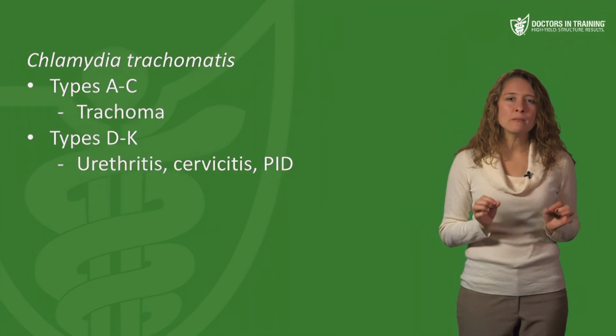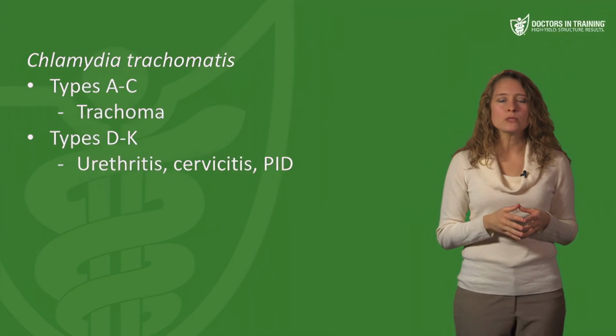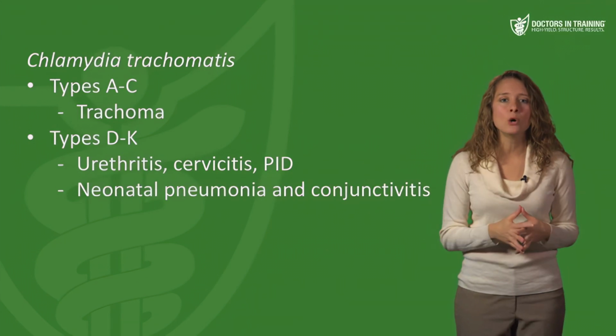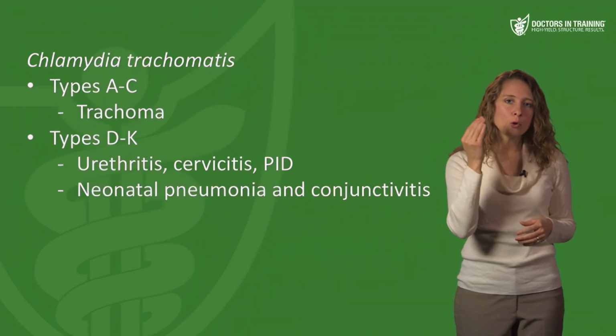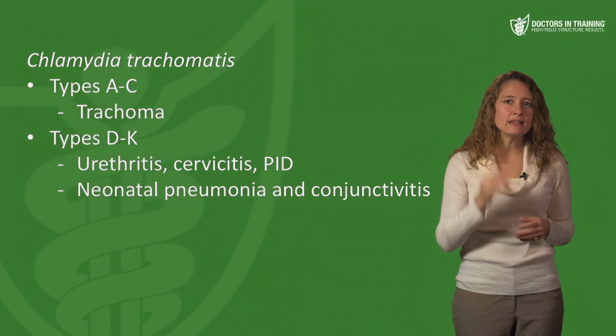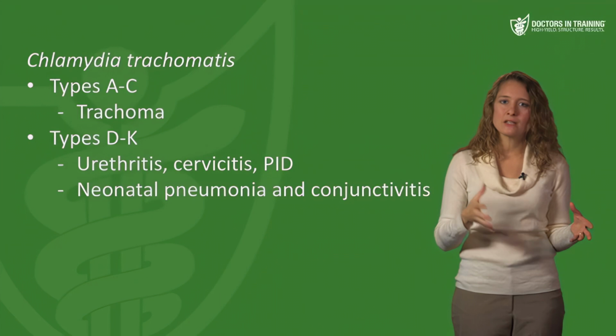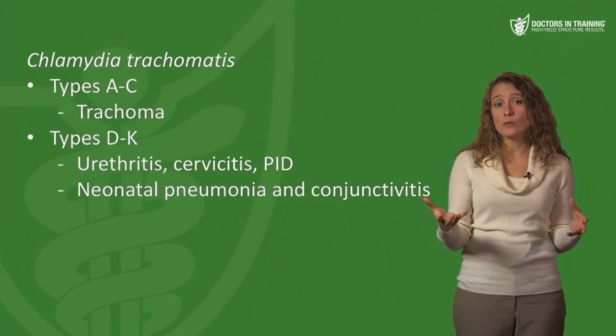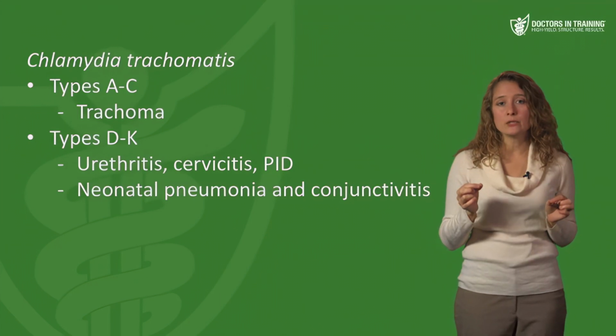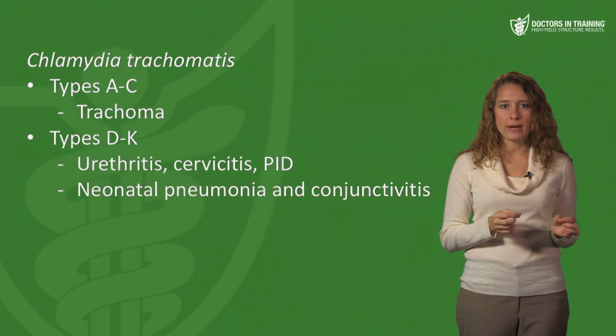Chlamydia can also infect babies who are born to infected mothers, resulting in a conjunctivitis and in pneumonia in newborns. So the topical ointment that is prophylactically given to most infants at birth can treat gonorrhea conjunctivitis, but it's not effective at treating chlamydia trachomatis conjunctivitis, and this needs to be treated with oral erythromycin or azithromycin.